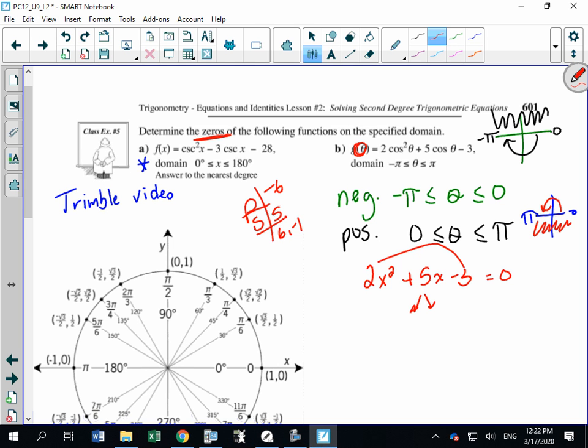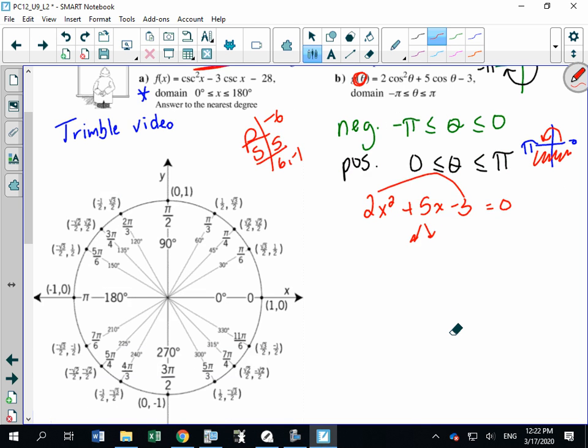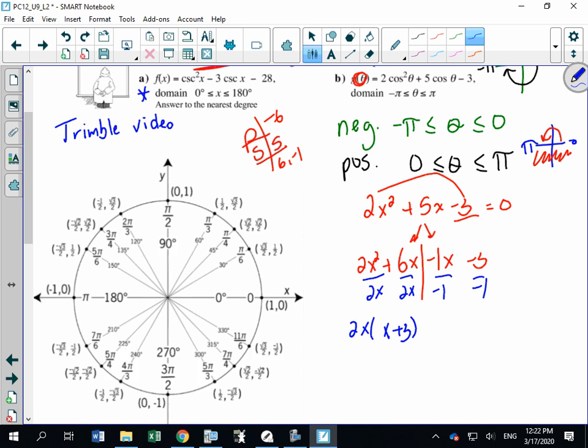Split this, decompose 5x. How do you get 5x based on your answer? 6x minus 1x. Bring down that minus 3. Bring down that 2x squared. Split it in half and group factor. 2x and 2x, -1, -1. 2x and x plus 3. -1 and x plus 3.